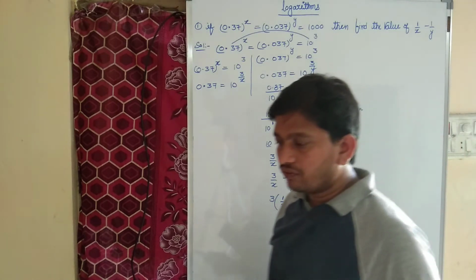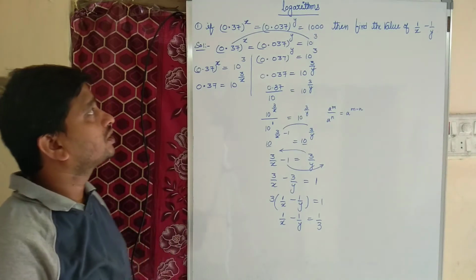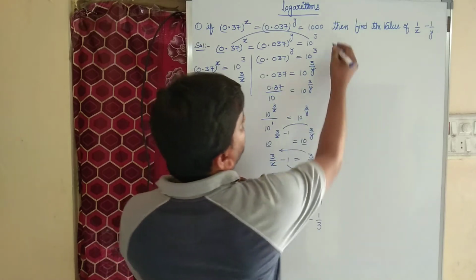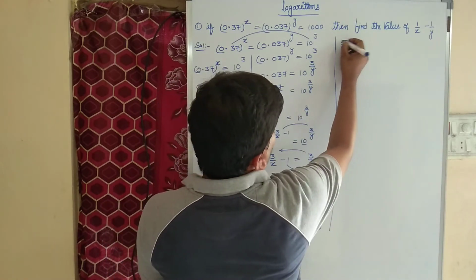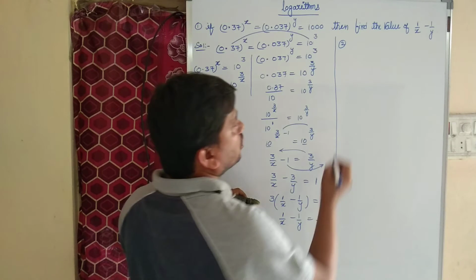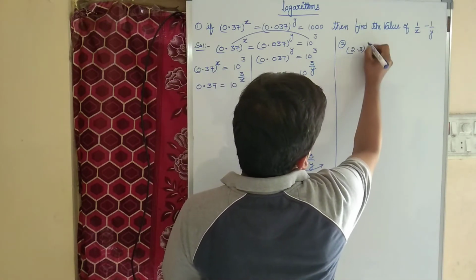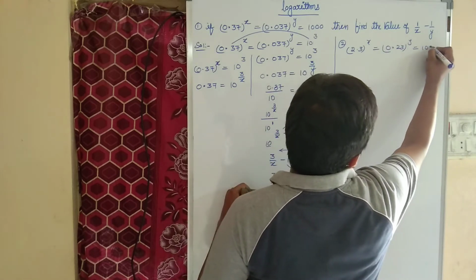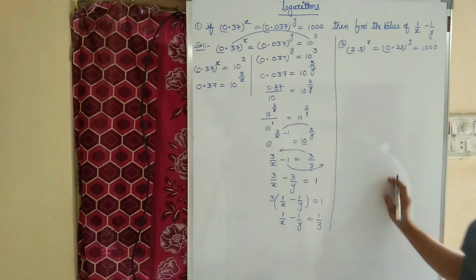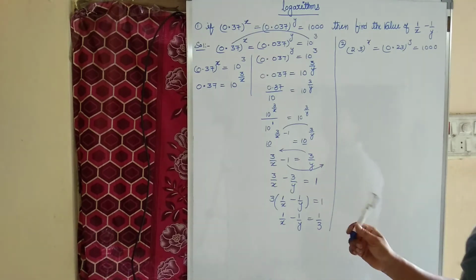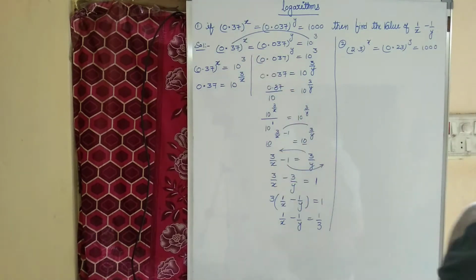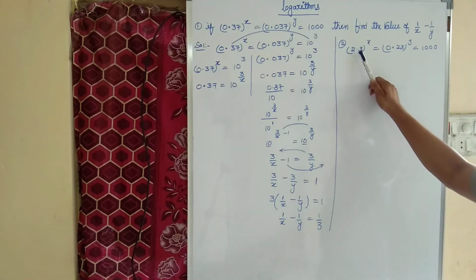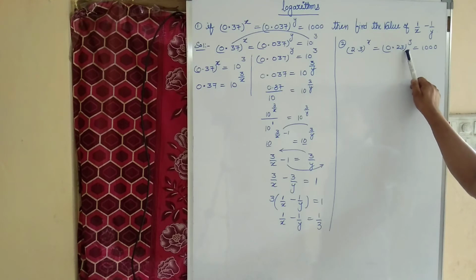Right? Children, we have one more question in our textbook. What is our question? Let me write here. Our second question in the textbook is 2.3 whole to the power of x equal to 0.23 whole to the power of y equal to 1000. Same question. The difference is here after the decimal point we have 2 digits, here we have only 1 digit, and here we have only 2 digits.